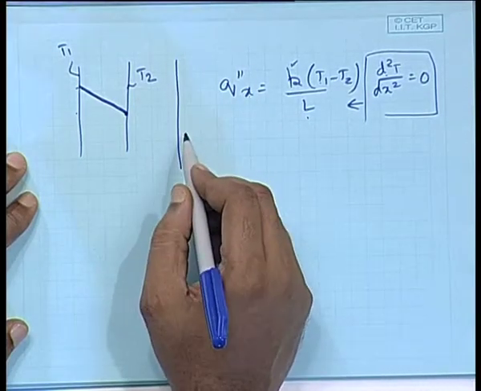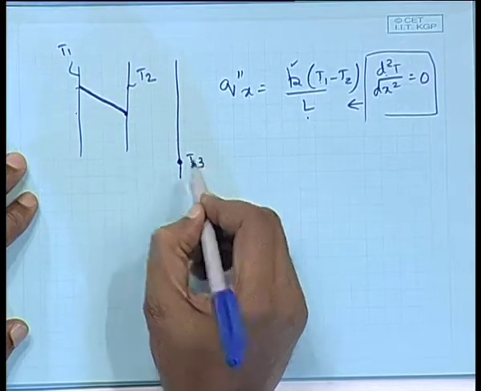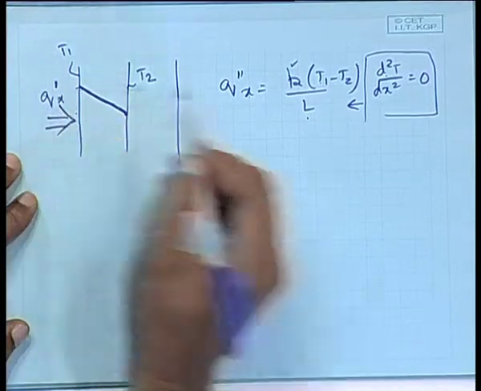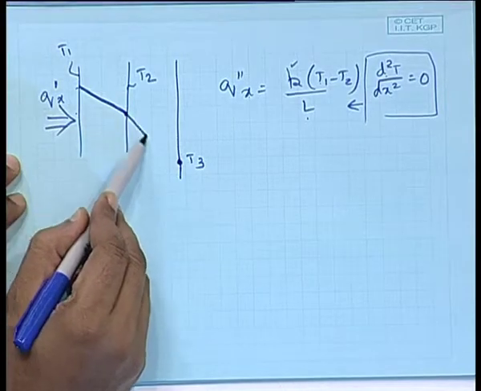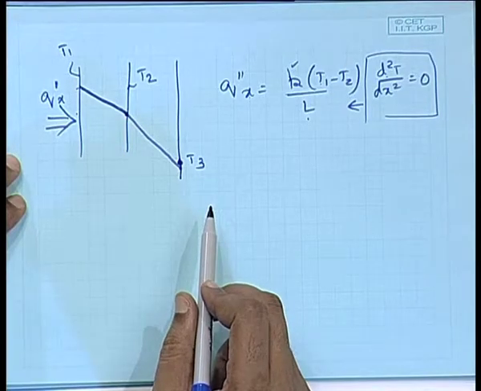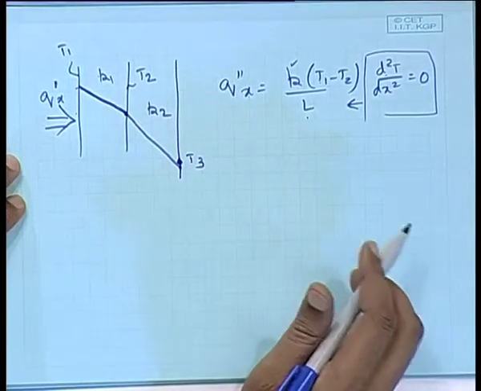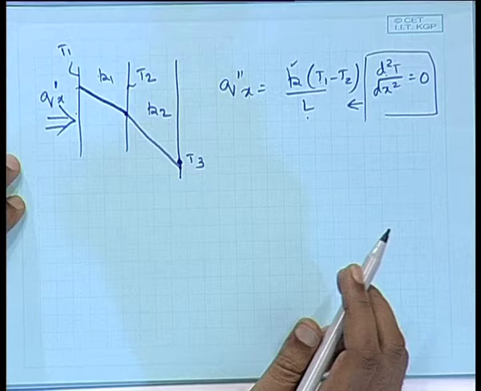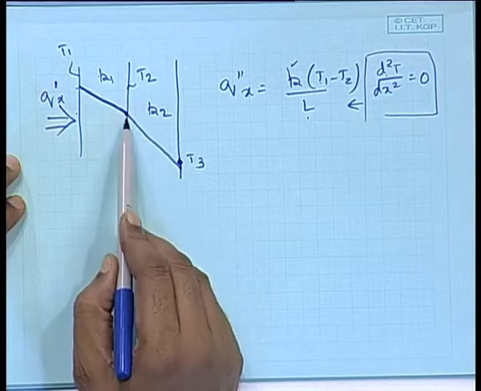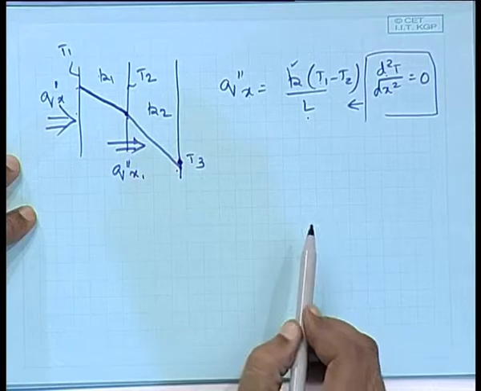Now, let us say I have another surface where the temperature is, let us say, T3. I have some heat, q double prime x, coming in here, and this sort of a profile I am going to get. Which is larger, K? This is K1, this is K2. Which has larger K? K1 is large. Since the same amount of heat is traveling through this, at steady state, this is also going to be q double prime x.